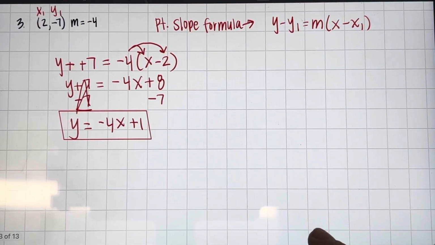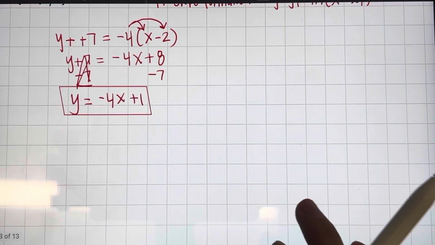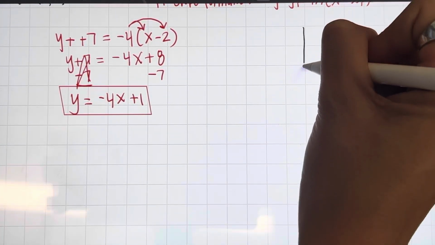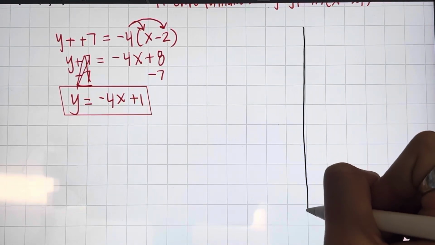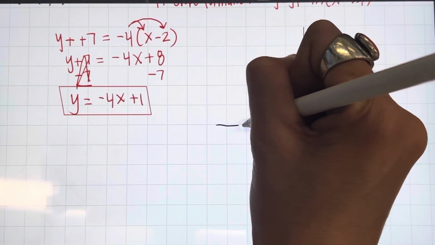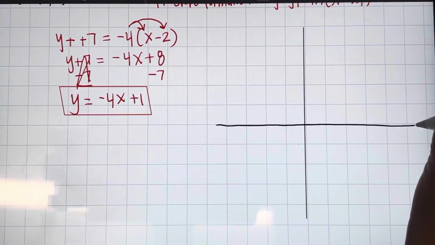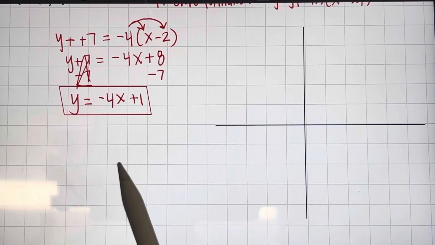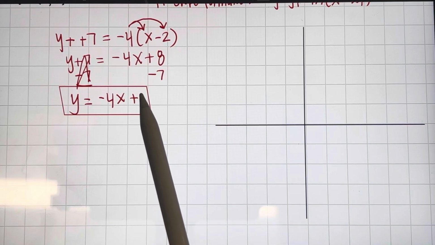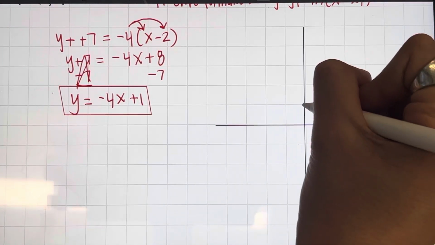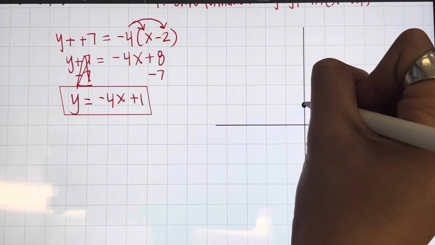You should have a graph already on your paper. I'm gonna quickly just draw mine here. But on your homework, you should already have the given graph. Okay, we know that when we're graphing an equation of a line, we're going to start with our y-intercept, which is 1. So that means we're going to plot our point here at 1.